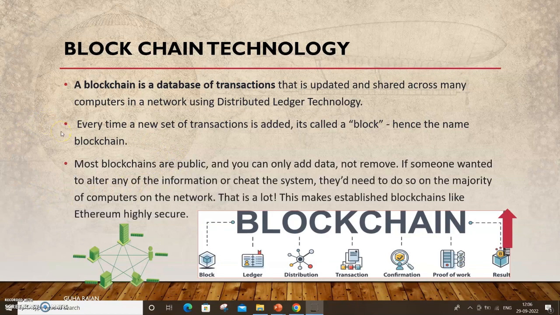Most blockchains are public. An example is cryptocurrency. You can add data, not remove it. If someone wanted to alter information or cheat the system, they would need to do it with a majority of the computers, which is not at all possible. Even if there are changes, they are added as a transaction. So here we have a block, ledger, distribution, transaction, confirmation, proof of work, and the result. The point to remember is it's a database transaction, but it happens across many computers, whereas that is not how it works in a traditional model.